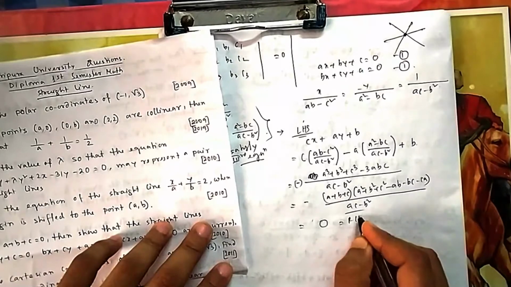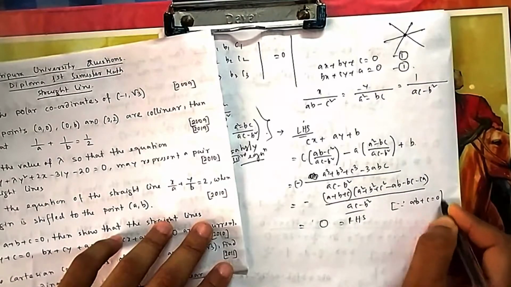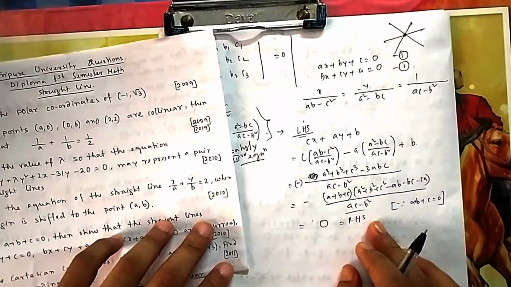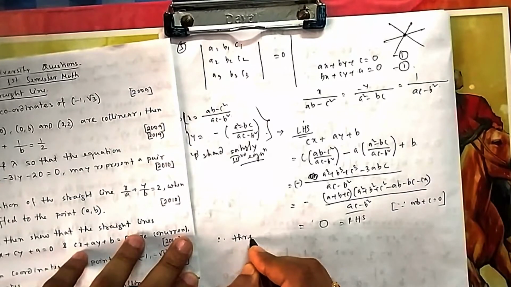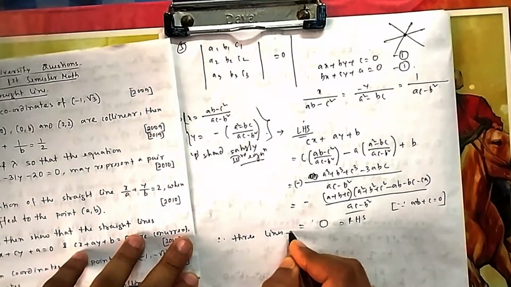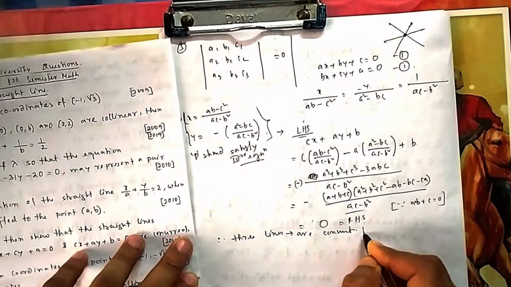So this is equal to the RHS. Why? Because a plus b plus c is given as 0. Because this is 0, 0 multiplied by everything is 0. So therefore it is proved. Therefore the three lines are concurrent. You can write it, I am not writing it clearly. Three lines are concurrent. All these statements you can write and it is proved.